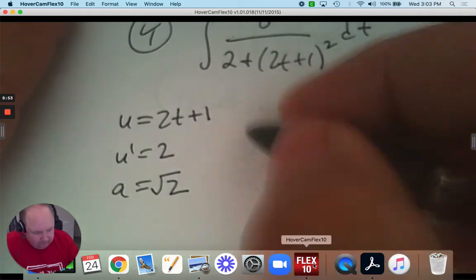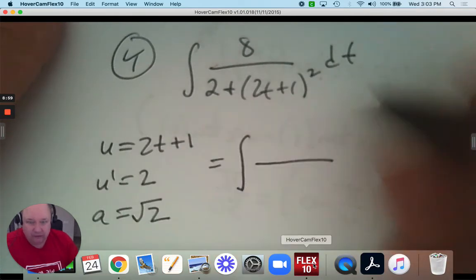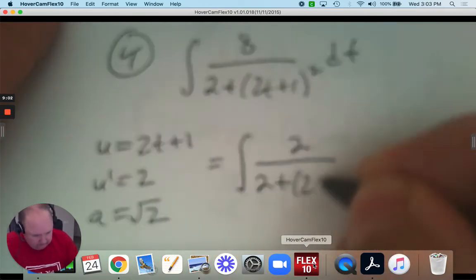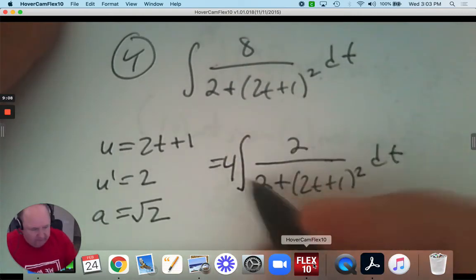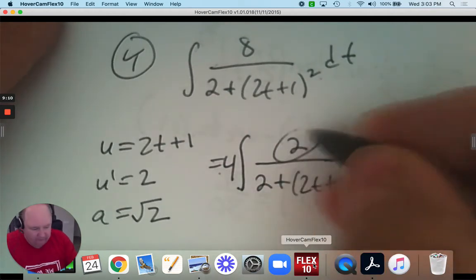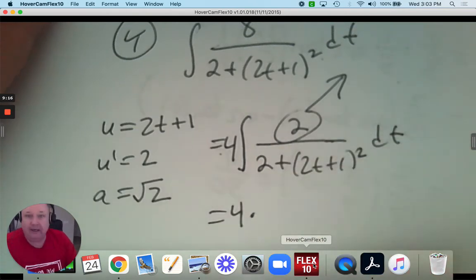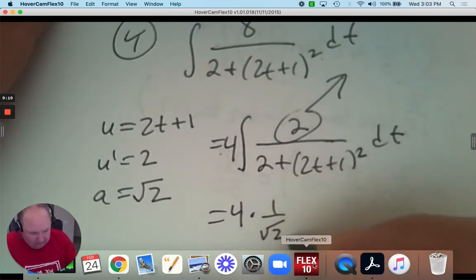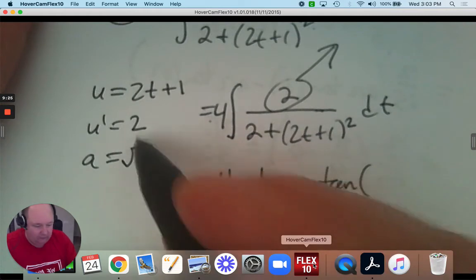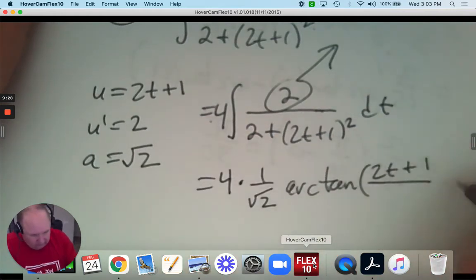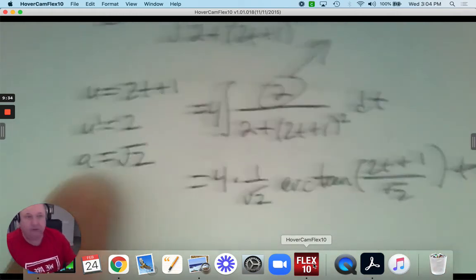Now, I'm going to rewrite this. So the numerator should be 2. So I need a 4 in front because 4 times 2 is 8, so they're equivalent. So this is undone. And my answer is going to start with 4. Then I'm going to go 1 over a. So that's 1 over root 2. That's fine. And then arctan. And then it's u over a. So it's 2t plus 1 over a, which is root 2. And then plus c. There's no extra work at the end, which is nice.